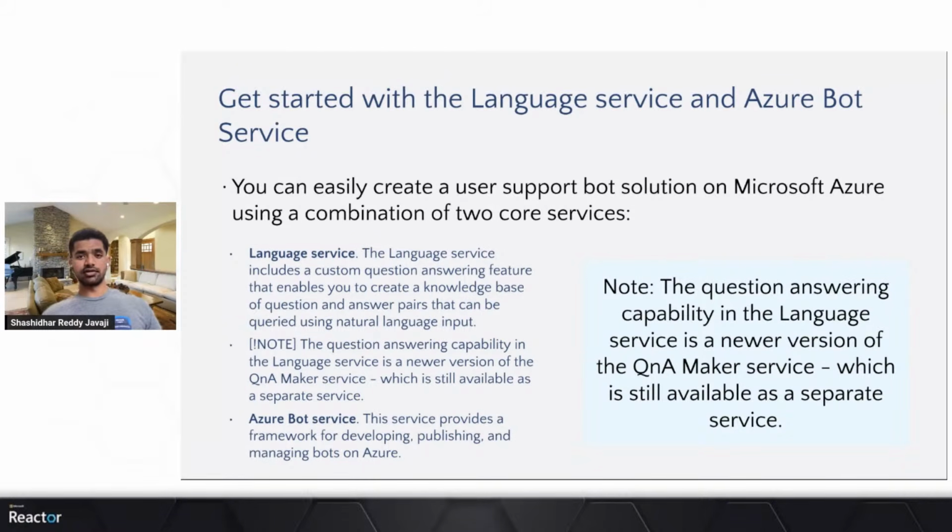So what is this language service? For the bot to have a question and answer, we need to first tell it which question has which answer. So we have this language service, which also helps the bot find the nearest question, not the exact question.